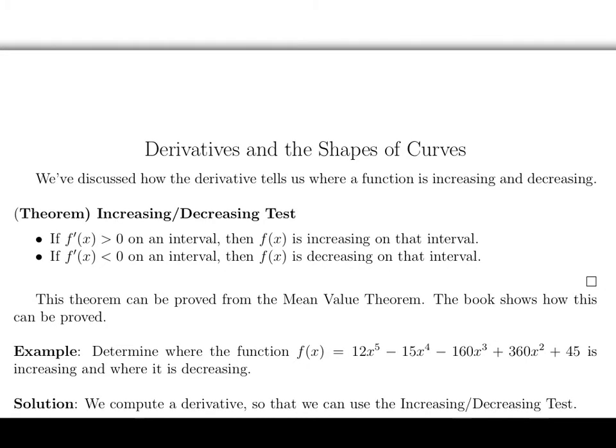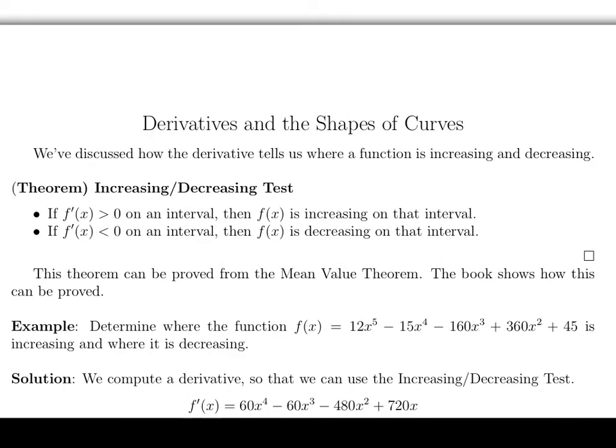All right, what we want to do is compute a derivative so that we can use the increasing-decreasing test. Now computing the derivative is easy. We just need to use the power rule a few times, and you end up with something that looks like this: 60x to the fourth minus 60x cubed minus 480x squared plus 720x. Now I'll just go through that, double check to make sure that agrees with what you have for your derivative.